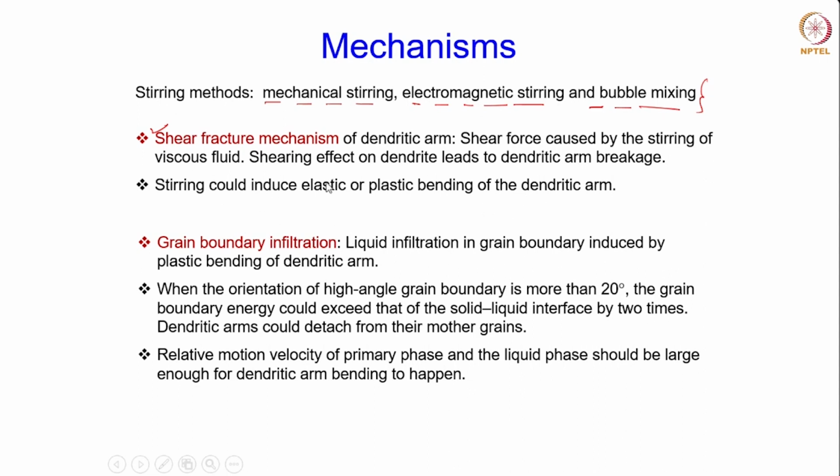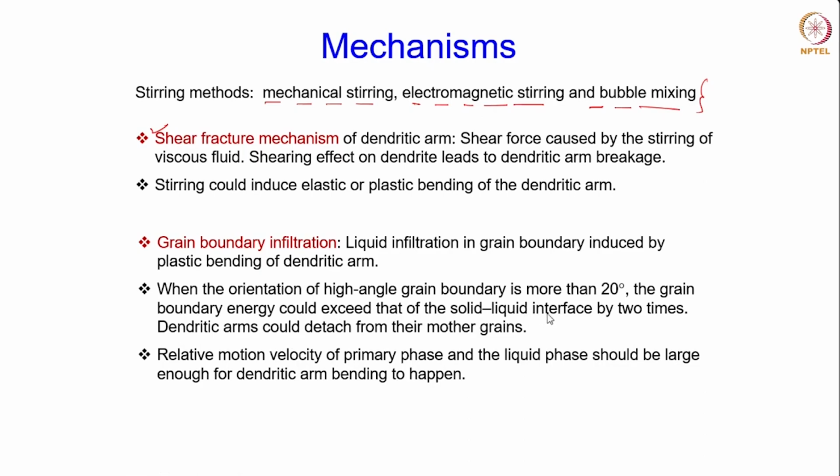So when the grain boundaries achieve a misorientation of more than 20 degrees due to the plastic bending, the grain boundary energy could exceed the energy of the solid liquid interface by 2 times. If that happens, then the liquid can actually penetrate the grain boundary, because liquid penetration will reduce the energy of the system, since the grain boundary energy is more than the solid liquid interfacial energy.